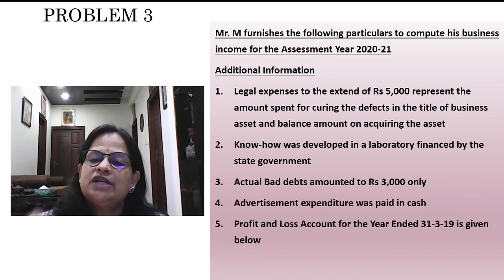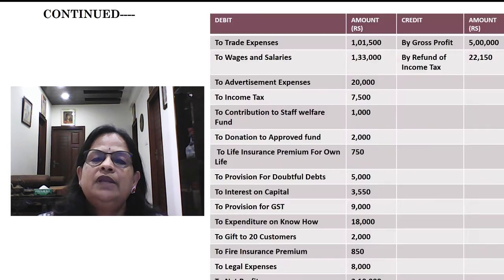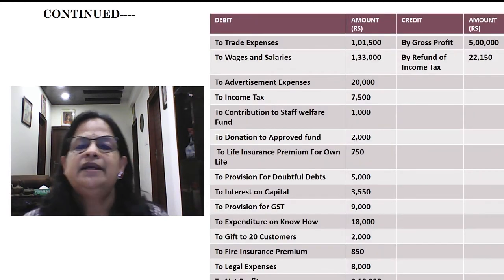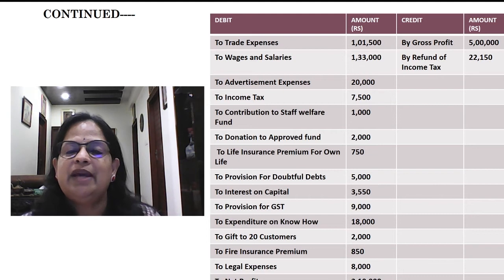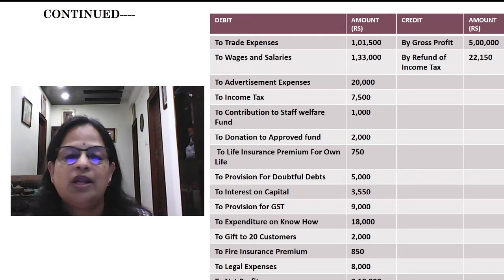Now the profit and loss account for the year ended 31/3/19 is given below in the next slide. So on the debit side, trade expenses can be allowed for business. Wages and salaries can be allowed. Advertisement expenses are allowed as a business expenditure. Income tax not allowed. Contribution to staff welfare fund allowed. Donation to approved fund not allowed. Any donation in cash or kind not allowed. Life insurance premium for own life not allowed. Provision for doubtful debts not allowed.